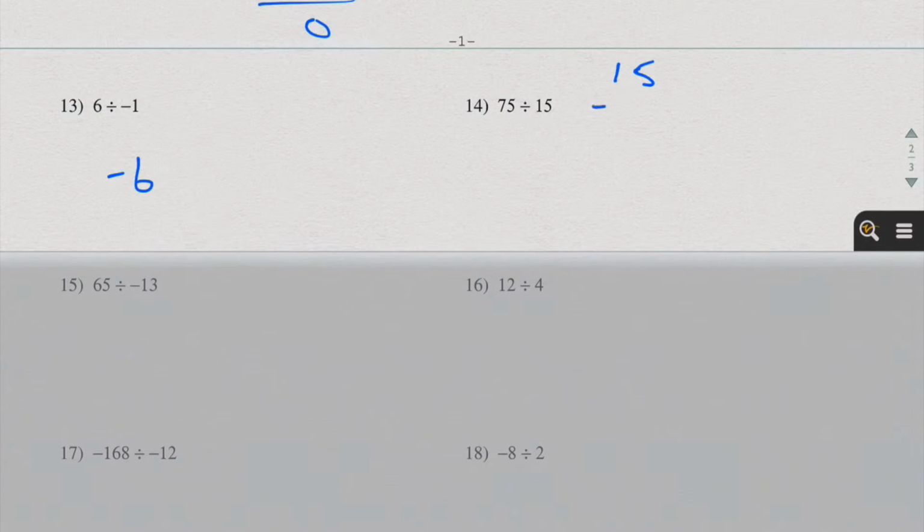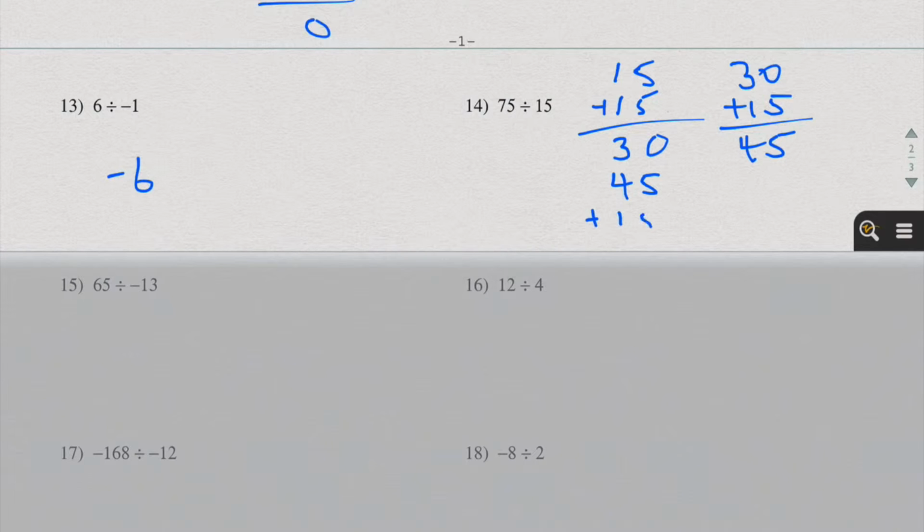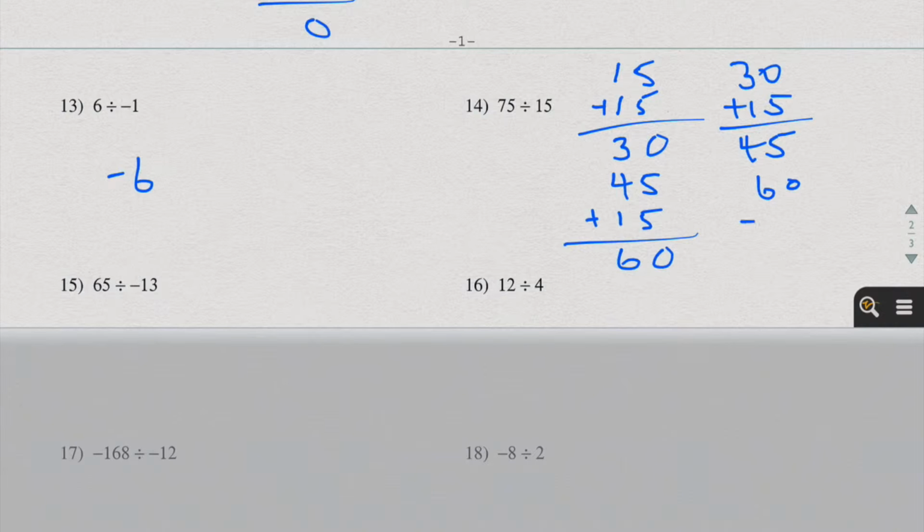So let's do 15 plus 15 gives us 30. 30 plus 15 gives us 45. 45 plus 15 gives us 60. 60 plus 15 gives us our 75. So how many times did we add 15? Let's see. 1, 2, 3, 4, 5. So 75 divided by 15 is 5.